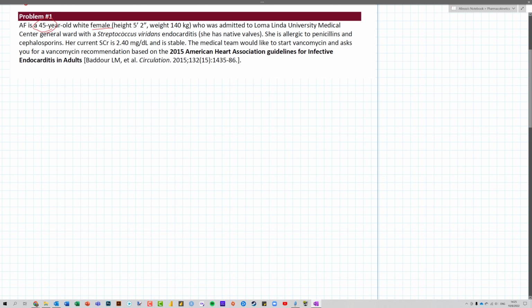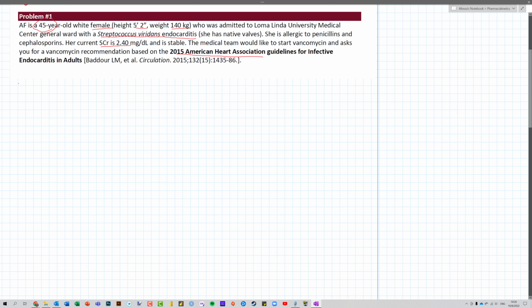It is a female. The height is 5'2". Weight is 140 kilogram. And the infection is Streptococcus viridans endocarditis. We need serum creatinine 2.4, which is stable. And they are asking for specific guideline recommendations. So 2015 American Heart Association. Now, before we get to vancomycin dosing, let's do the basics first.